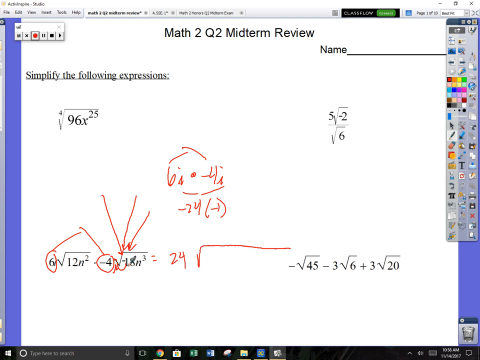Okay, so that should probably be move 1. Take that negative out, make it imaginary, then times your 6 imaginaries by your negative 4 imaginaries, and you should end up with a positive 24.